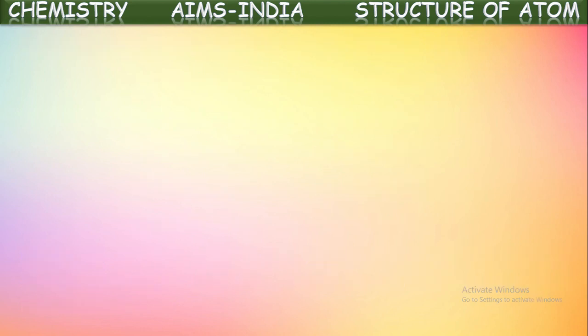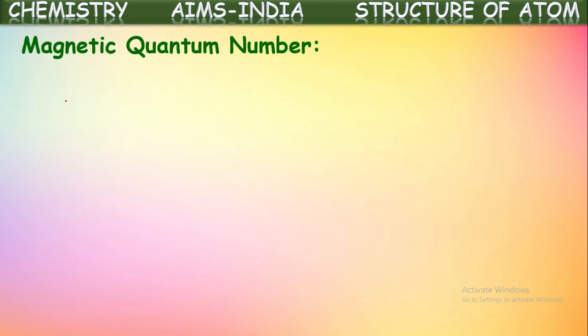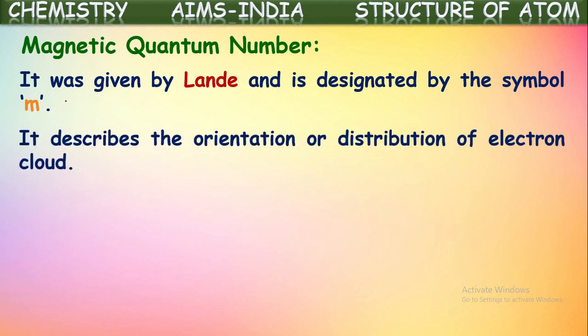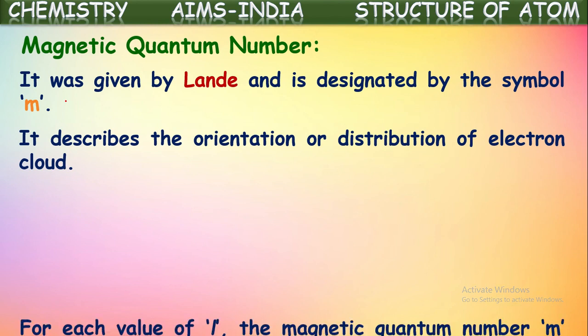Okay. Next, third quantum number, magnetic quantum number. It was proposed by Lande and it is denoted with the symbol M. It describes the orientation of the electron around the nucleus or orientation or distribution of electron cloud around the nucleus. Means in which direction these electrons are revolving around the nucleus is given by magnetic quantum number, that we say as orientation. Orientation of the electron is given by magnetic quantum number.